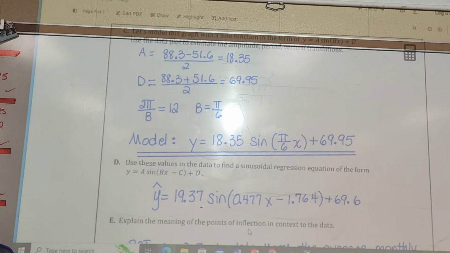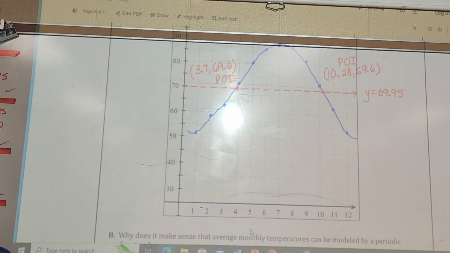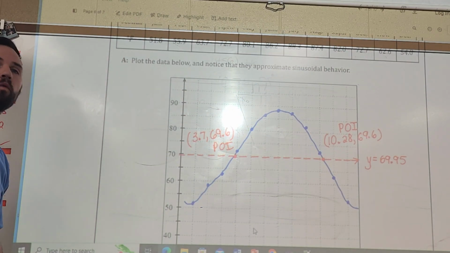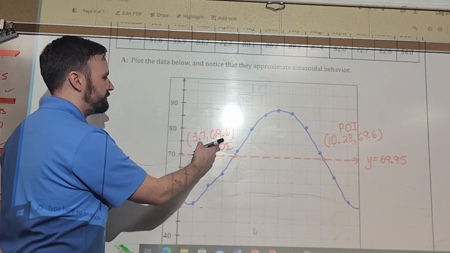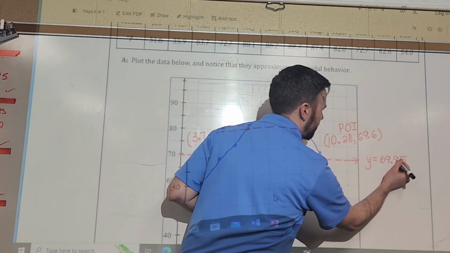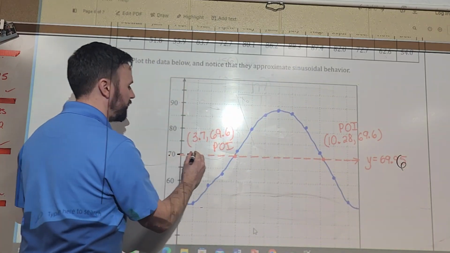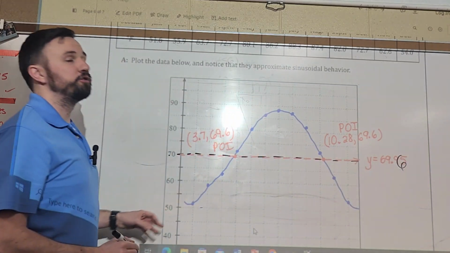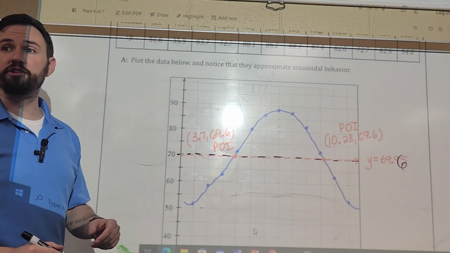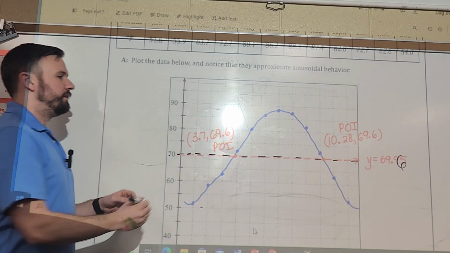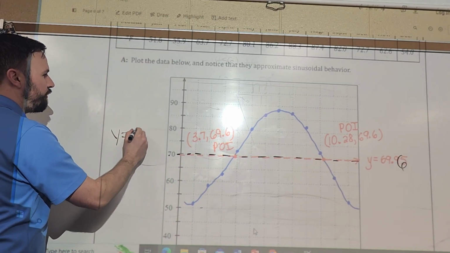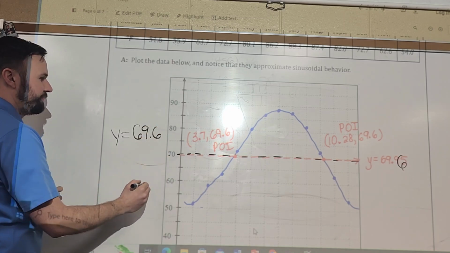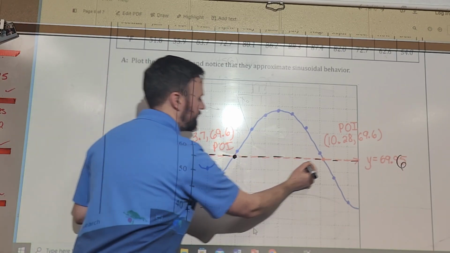What are my points of inflection? So let's scroll up here. What was our D when we did the equation out? 69.6. I'm going to use mine, I did. Or no, they did 69.6. So let's use that. That was the midline according to my regression line, correct? So that means, what are my points of inflection? It's whenever I cross the midline. So what you'd have to do on your calculator is you would graph your regression line and you'd graph y equals 69.6 and find the intersections.